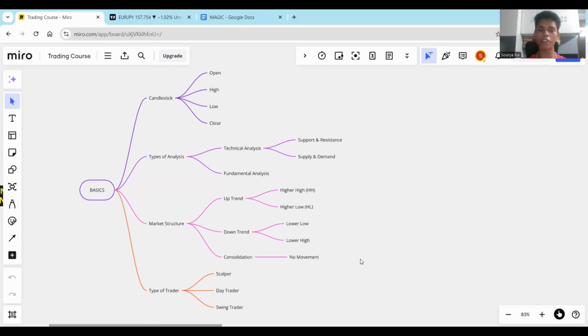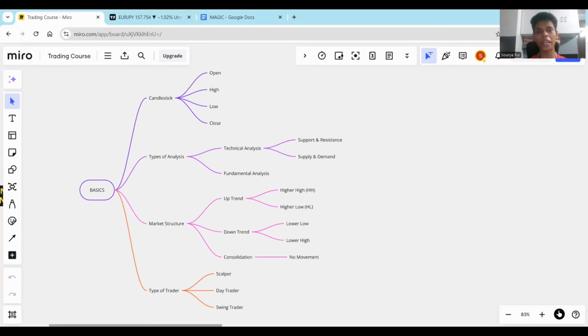So basically, there are three types of traders. Number one, a scalper who trades in the lower time frames like the 1 minute or the 5 minutes, and they hold their trades for a few minutes to max an hour. Next is a day trader who trades in the 15 minutes or the 1 hour and holds their trades for one day, but they don't hold their trades overnight. And the last type of trader is a swing trader who trades in the higher time frames like the 4 hourly or daily and holds their trades for days and sometimes even weeks.